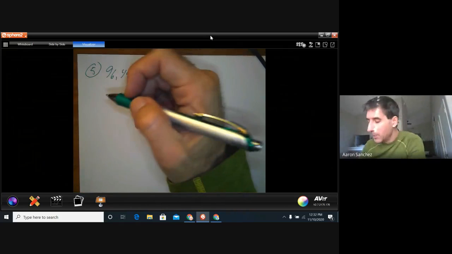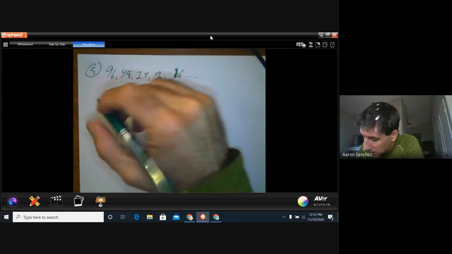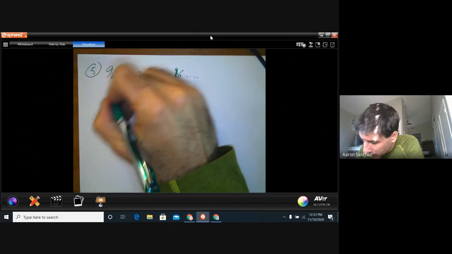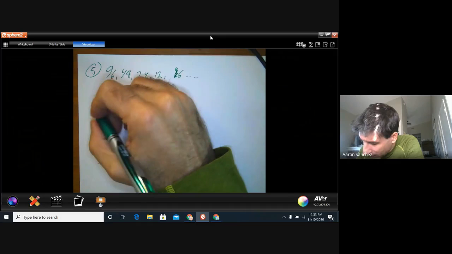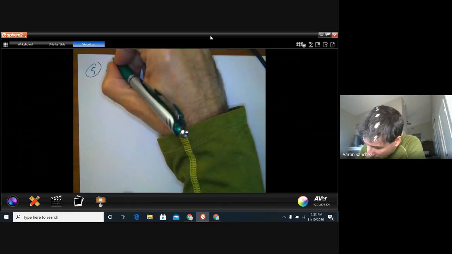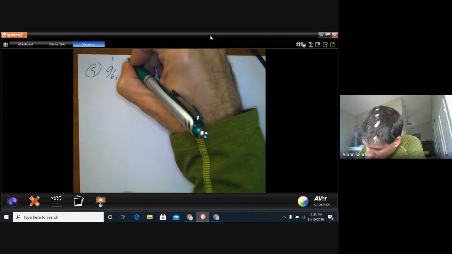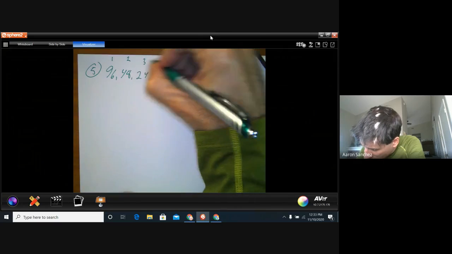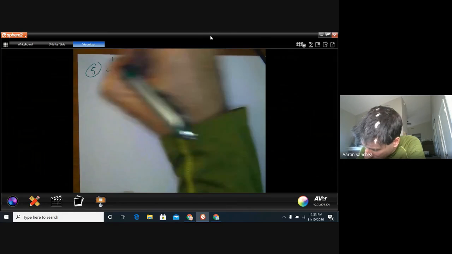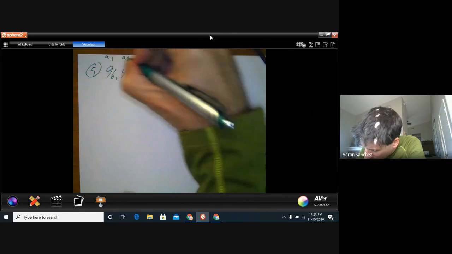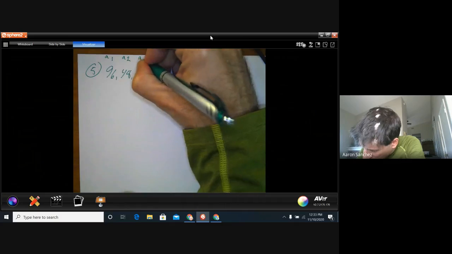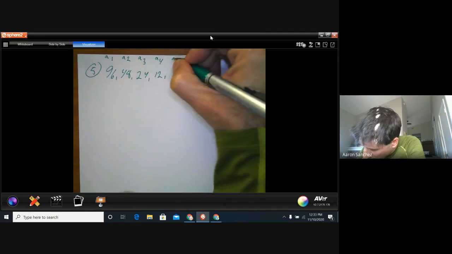But let me show you how the book shows you how to figure this out. Remember, we did figure out the ratio. The ratio for this is 1/2, but let's say we don't know. This is the first term, the second term, the third term, the fourth term, the fifth term. Let's call this A1, A2, A3, A4, and A5.